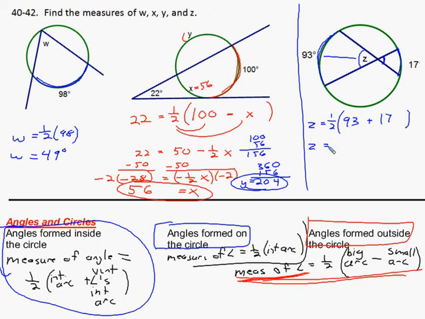And now we just have to evaluate this. 93 plus 17 is 110, and half of 110 is 55. So we see that z is 55.